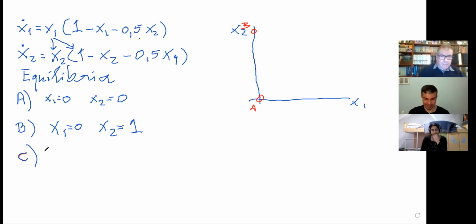Good. What about C? x2 equal to 0, and then 1 minus x1 minus 0.5 x2 equal to 0. Which means that with x2 equal to 0, this term vanishes and 1 minus x1 equal to 0. This means that x1 equal to 1. And now I have point C here.